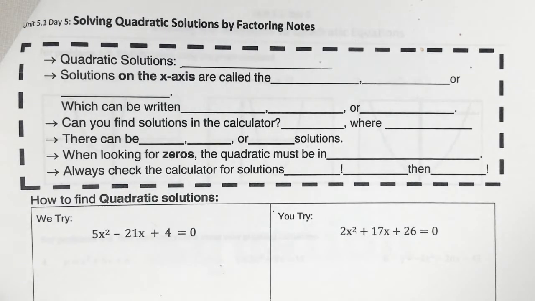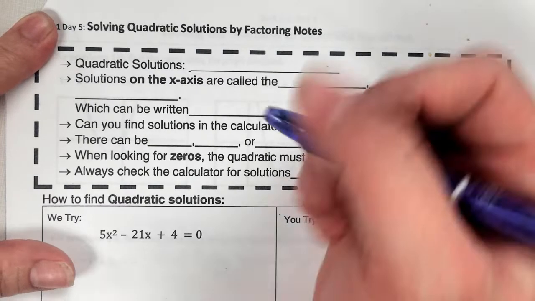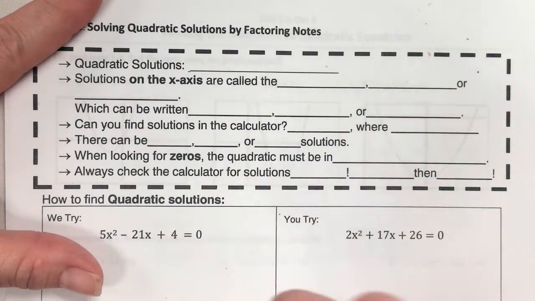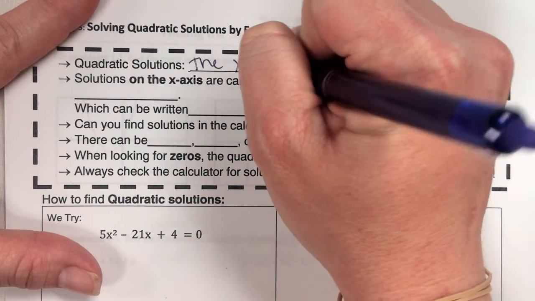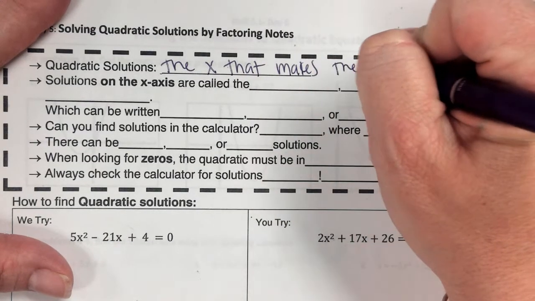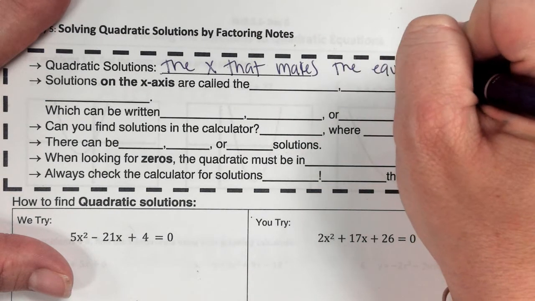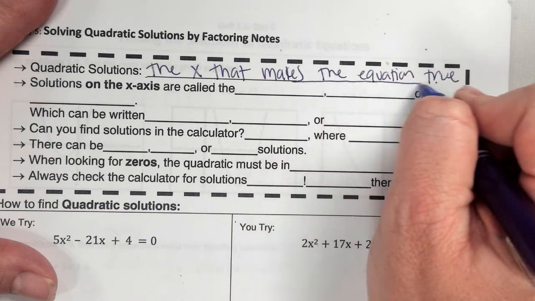Okay, Unit 5.1, Day 5, solving quadratic solutions by factoring. So now we are putting the last 2 days together. So we are actually finding solutions from factoring, which is the whole point of why we learned factoring. So quadratic solutions are the x that makes the equation true.